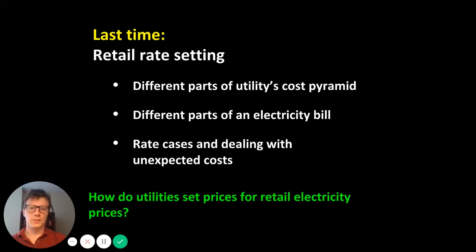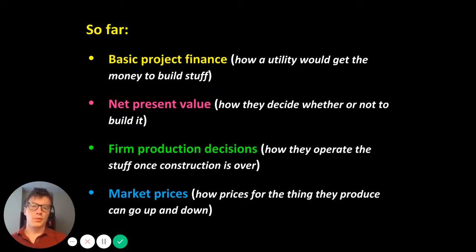So we've spent on the order of 10 lectures talking about the basic financial and economic aspects of the electric power industry, including basic project finance, so how a utility would get the money to build stuff; net present value analysis, so how utilities decide whether or not to build something once they get the money; firm production decisions, so how utilities can optimally operate the things they build once construction is over; and market prices, so how prices for electricity can go up and down.